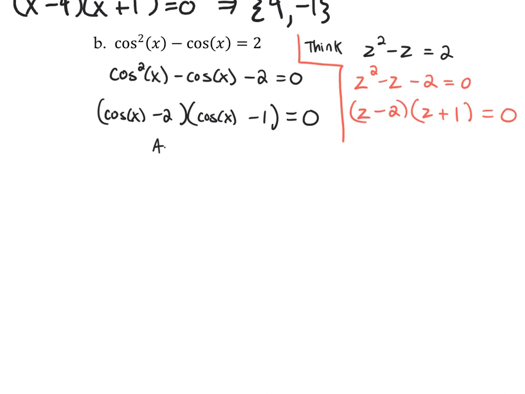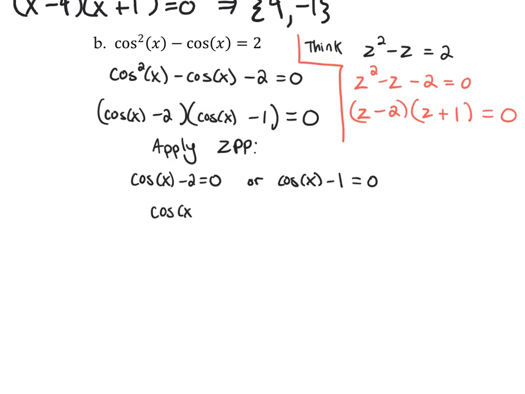Applying the zero product principle, which I abbreviate ZPP, we would get that the cosine of x minus 2 equals 0, or the cosine of x minus 1 equals 0. So cosine of x equals 2, or the cosine of x equals 1. Well, cosine of x cannot equal 2, because the range of cosine is -1 to 1, so that is not going to provide me any solutions.